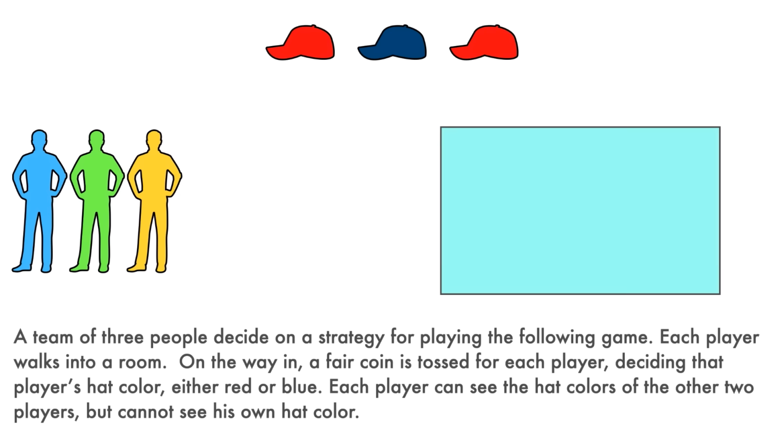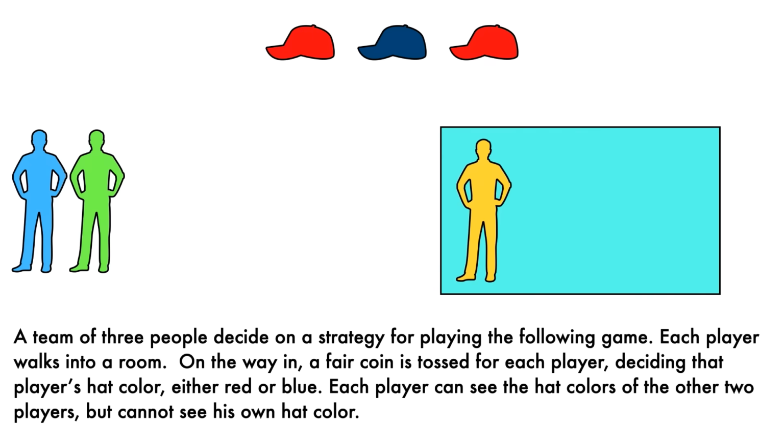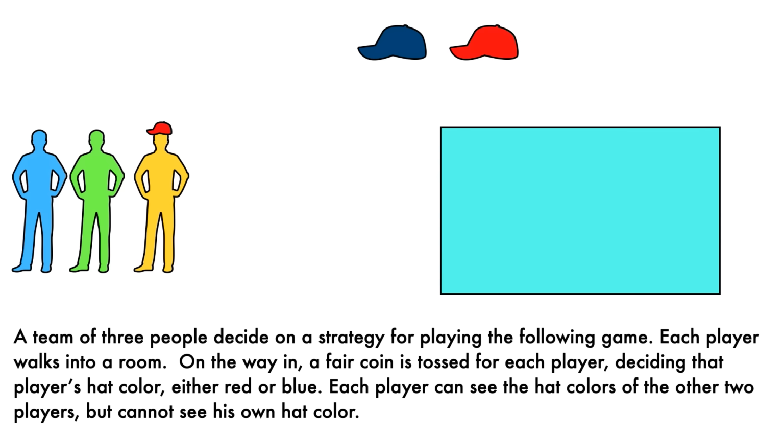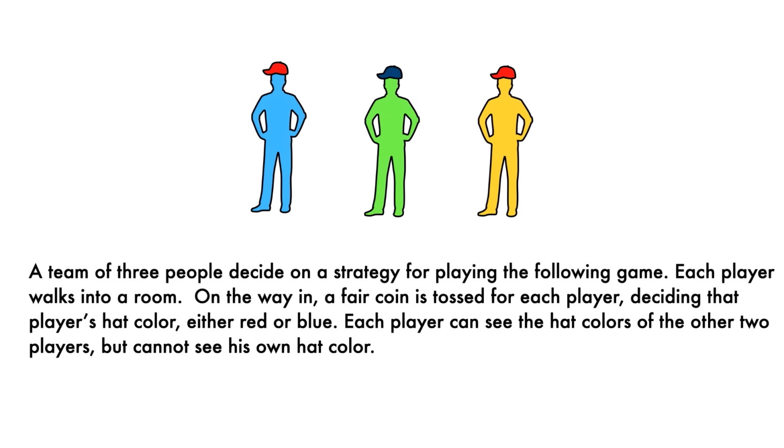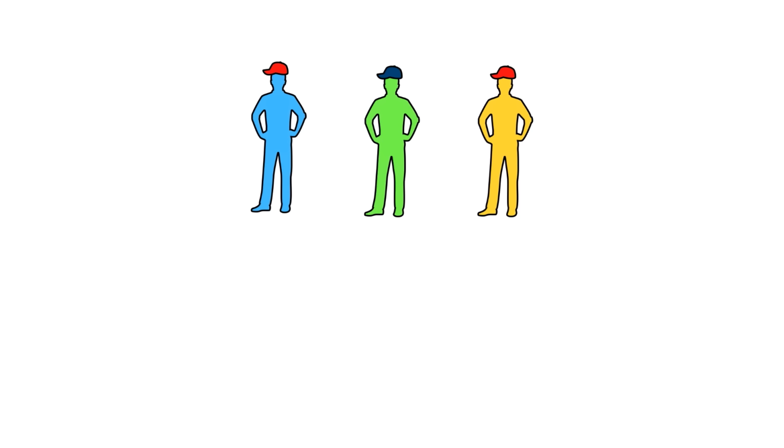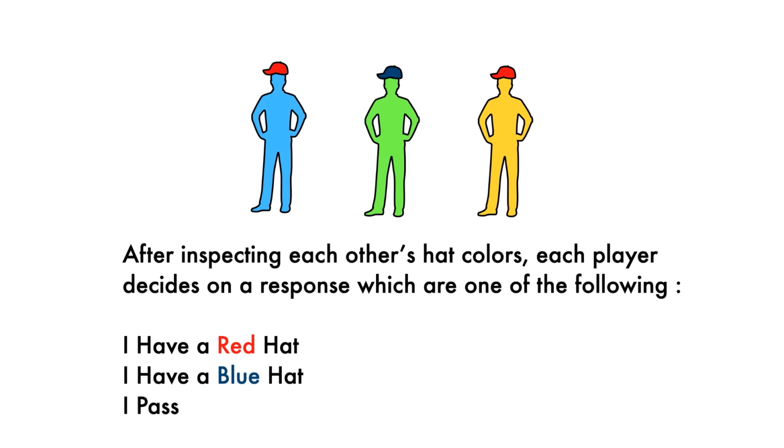Let me repeat the puzzle. A team of 3 people decide on a strategy for playing the following game. Each player walks into a room. On the way in, a fair coin is tossed for each player, deciding the player's hat color, either red or blue. Each player can see the hat colors of the other 2 players but cannot see his own hat color. After inspecting each other's hat colors, each player decides on a response: I have a red hat, or I have a blue hat, or I pass.